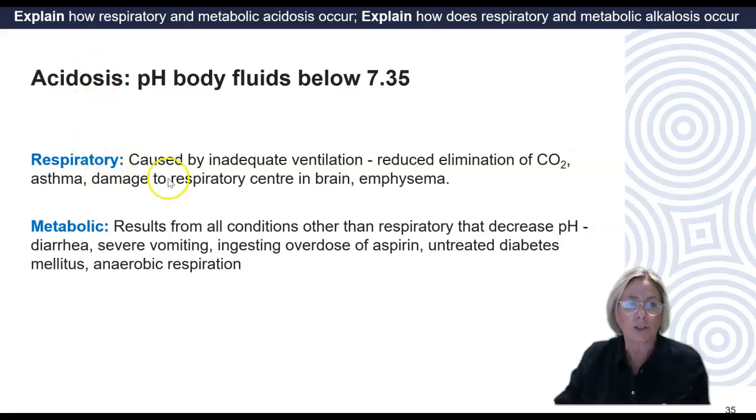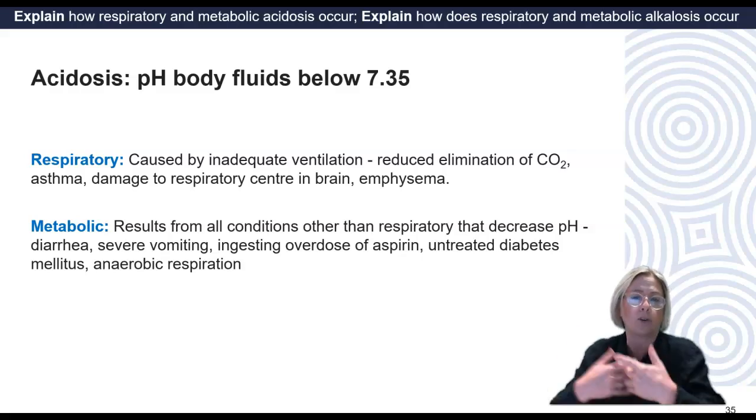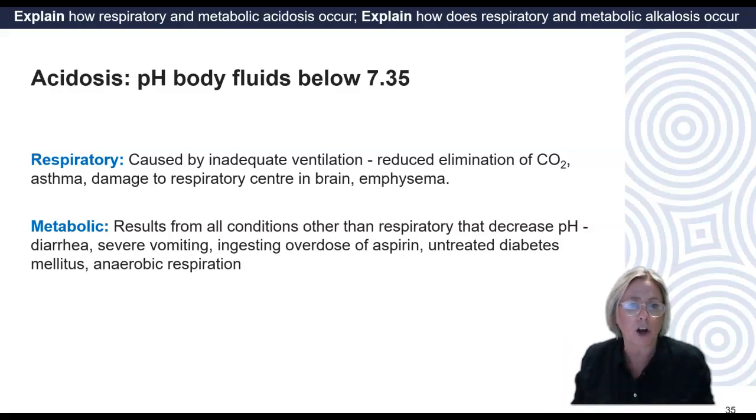Respiratory acidosis can be caused by inadequate ventilation. So let's say you have reduced elimination of carbon dioxide. Let's say you've got uncontrolled asthma, where you're not able to eliminate that carbon dioxide. It is going to cause the pH of the body fluids to become too acidic. So respiratory acidosis is a type of acidosis that's caused by an issue in the respiratory system.